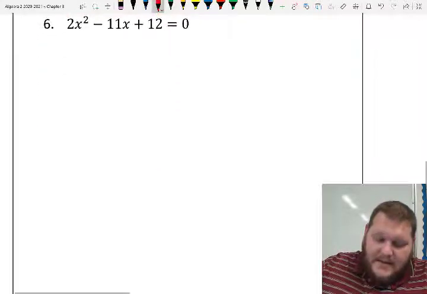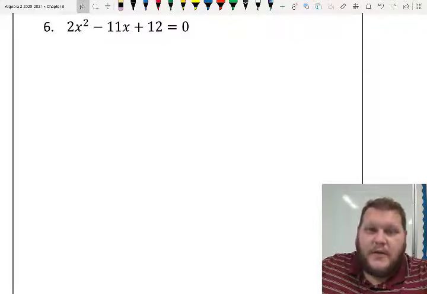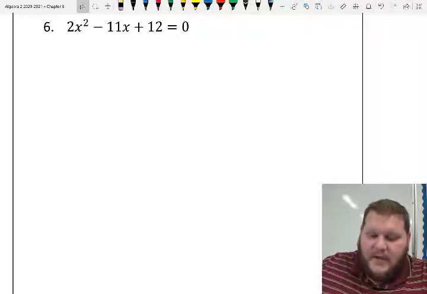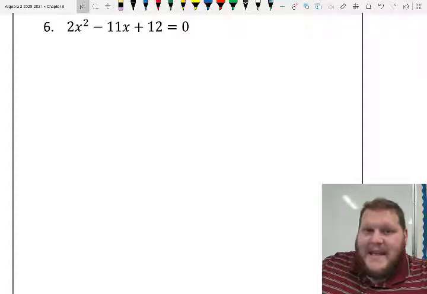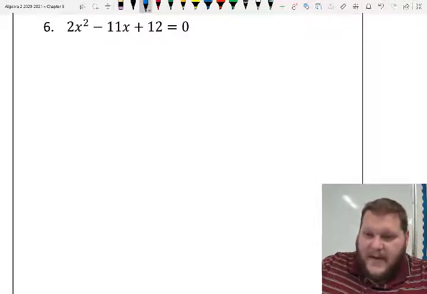With number 6, first thing we should check for, if we have a leading coefficient, an a value that's not just 1, first thing we should check for is a GCF to see if I can simplify this down a little bit. Unfortunately, negative 11 is not even, so I can't factor out that 2. So now I have to go to Xbox factoring.